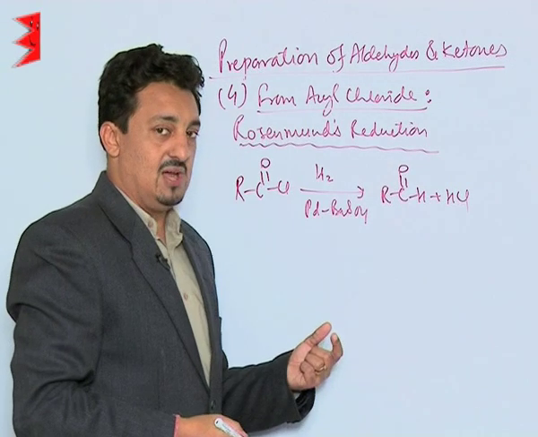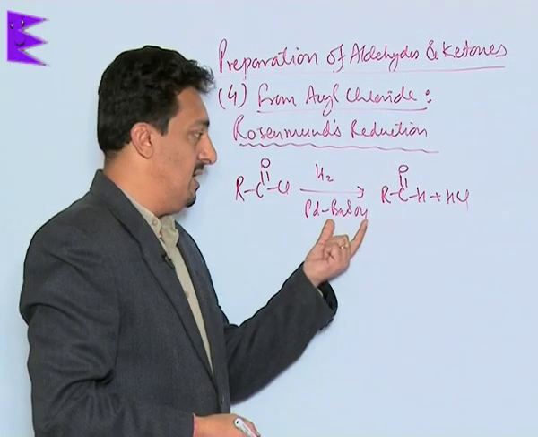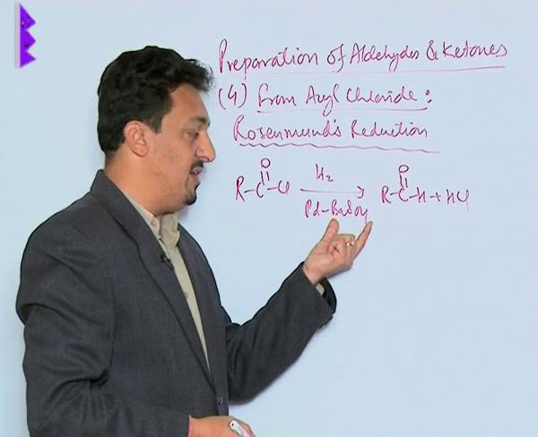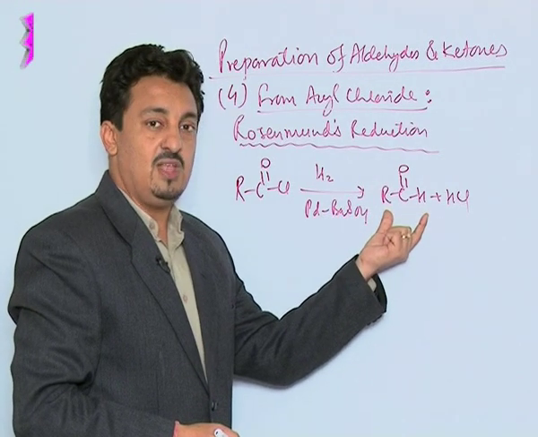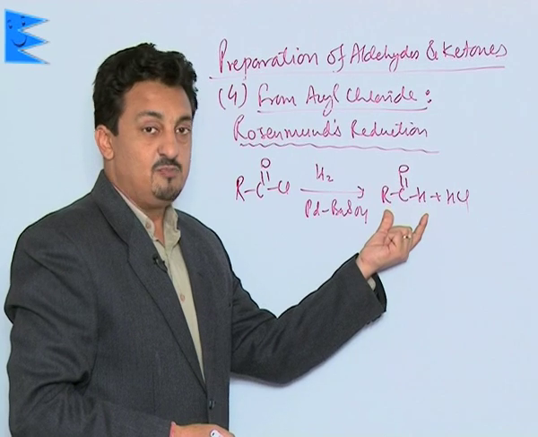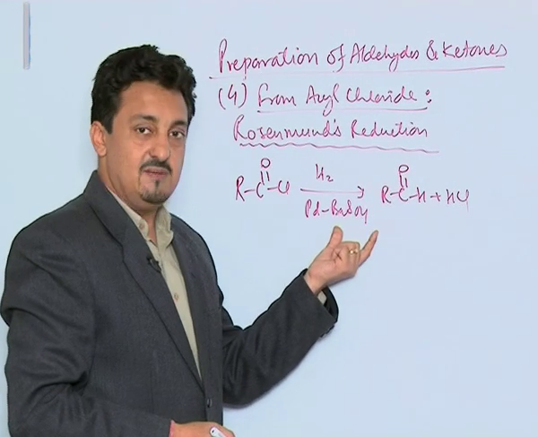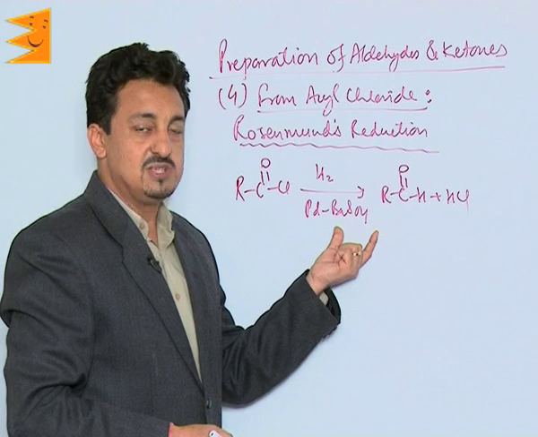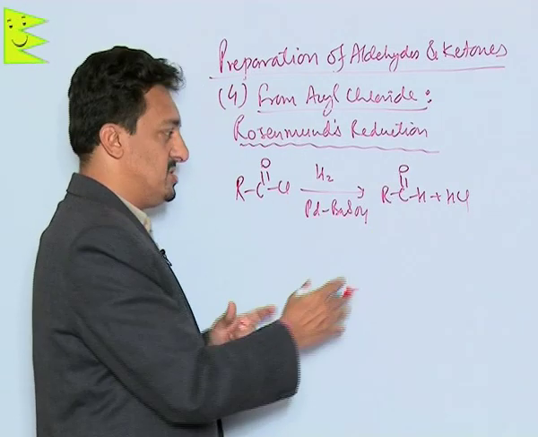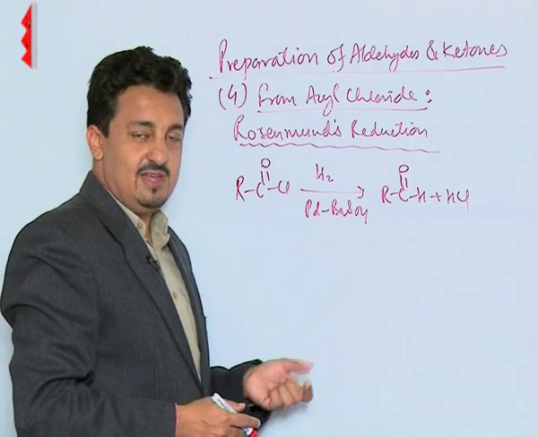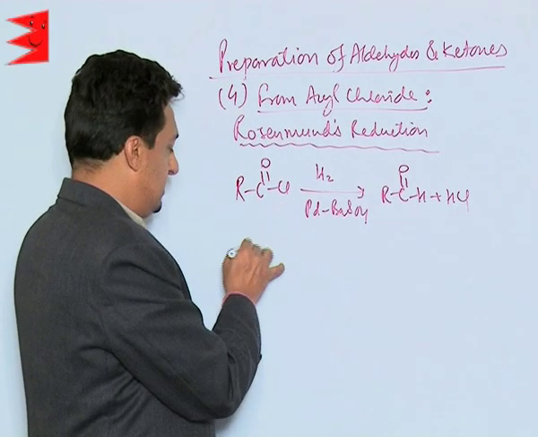Now it's a partial reduction. Why am I saying so? Because if barium sulfate is not used here, then the aldehyde would have been reduced to the corresponding primary alcohol. In order to prevent this, we have used barium sulfate, and that is why barium sulfate is called a poisoning agent. Now this reaction is applicable both for aliphatic and aromatic acyl chlorides.